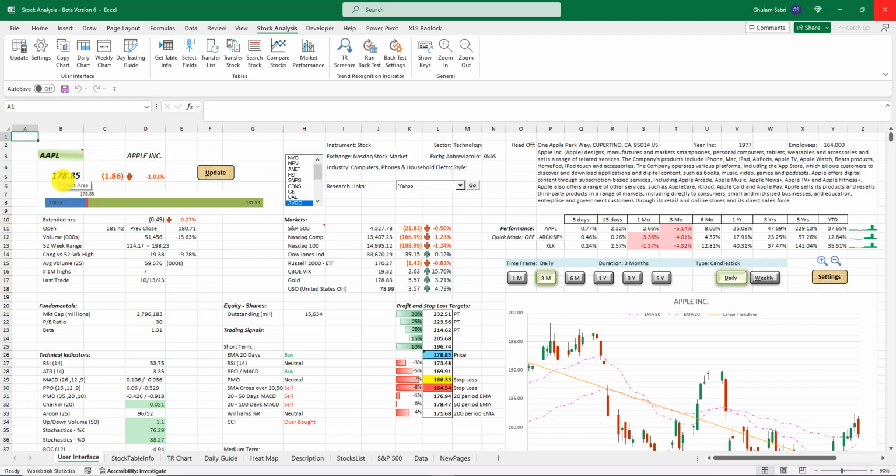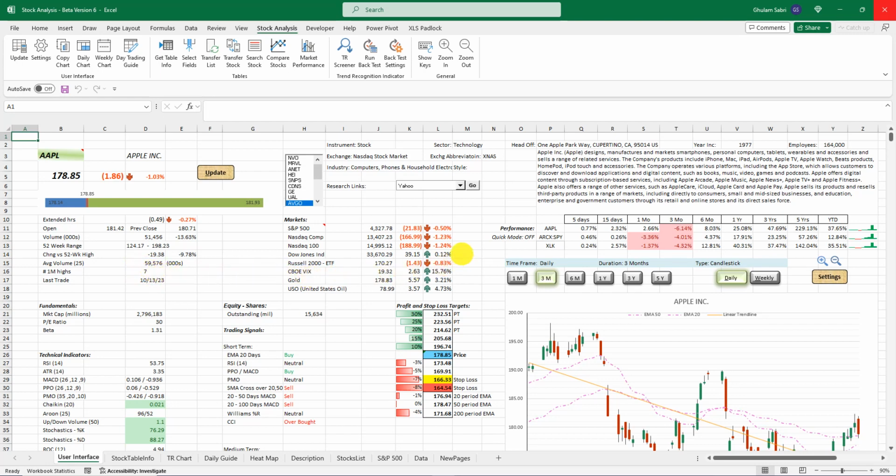Here, the last trading day was 13th of October, and Apple was traded with this price bar. This is the day range, which went from 178.14 to 181.93, and the closing price was 178.85. This was a change of minus 1.03% from the last day. It also brings you the daily relevant information like the volume, the 52-week range, the change of Apple's price versus the 52-week high, and the number of highs it has registered during the last 1 month.